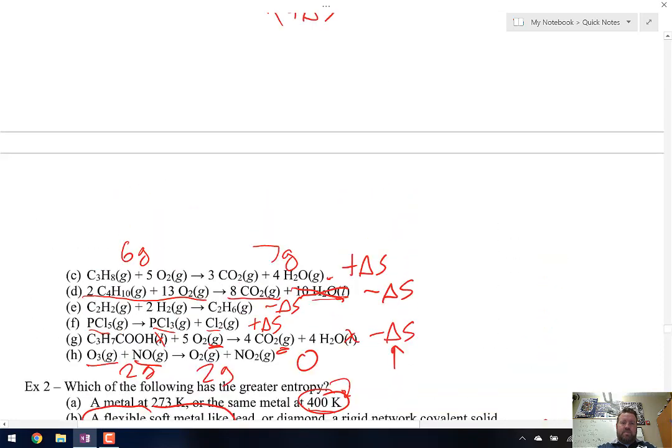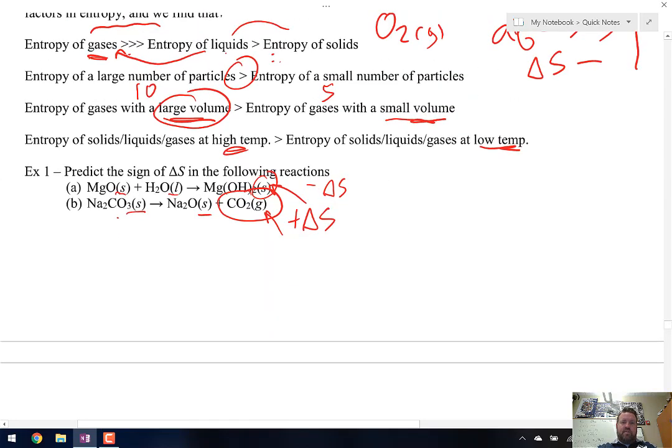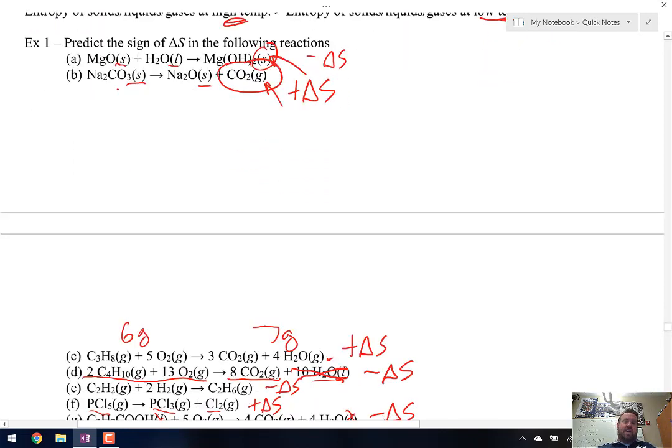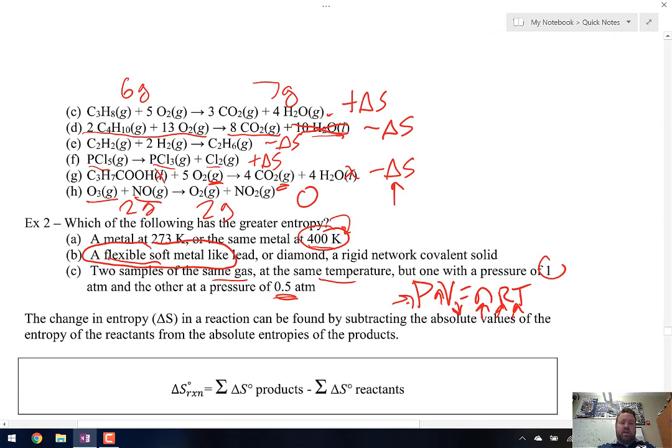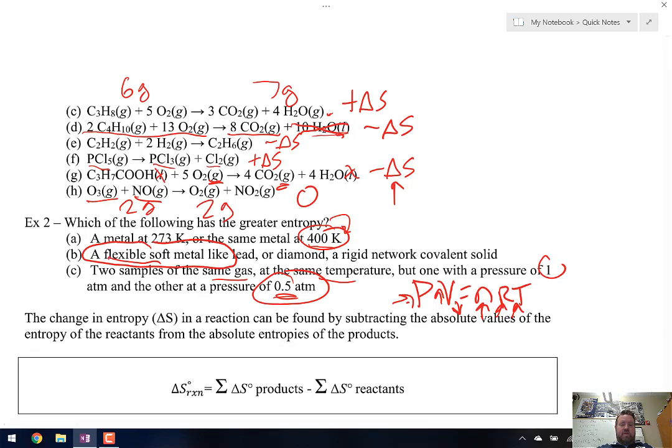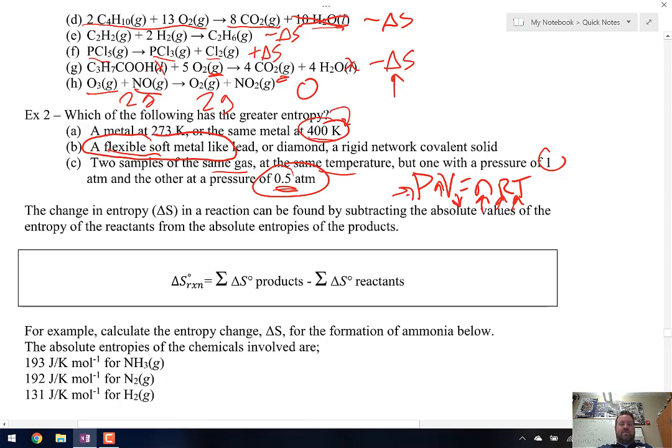So when we set up earlier that entropies of gases with a large volume are more random than entropy of gases with a small volume, the lower the pressure, the greater the volume, and therefore, again, the greater the entropy.